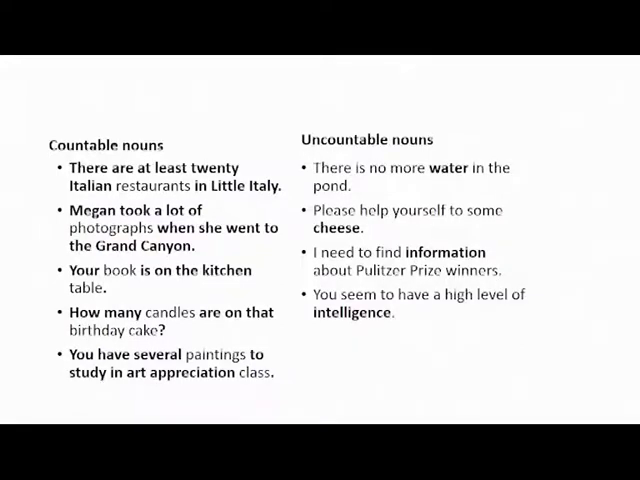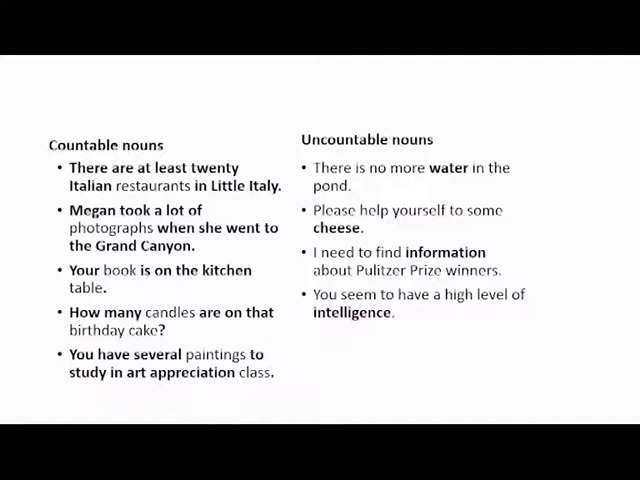How many candles are on that birthday cake? We have 2 countable nouns here again. We have candles and birthday cake. And then, you have several paintings to study in art appreciation class. In this sentence again, we have 2 countable nouns, paintings and class.